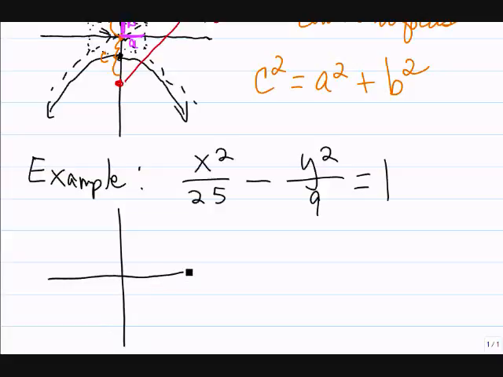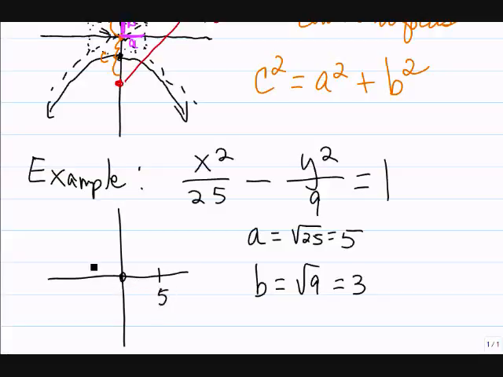All right. So my A is the square root of 25, which is 5. My B is the square root of 9, which is 3. My center is at 0, 0. Luckily for now, center stay at 0, 0. So I'm going to go 5 to the left and right of my center and 3 up and down from my center and make that little rectangle.